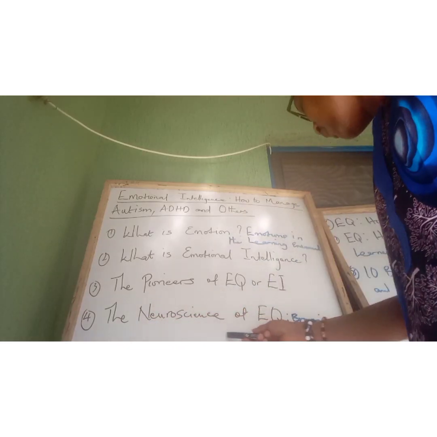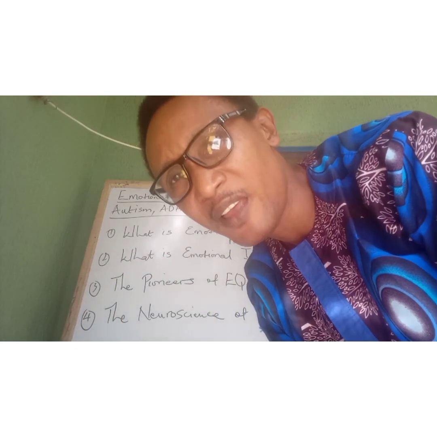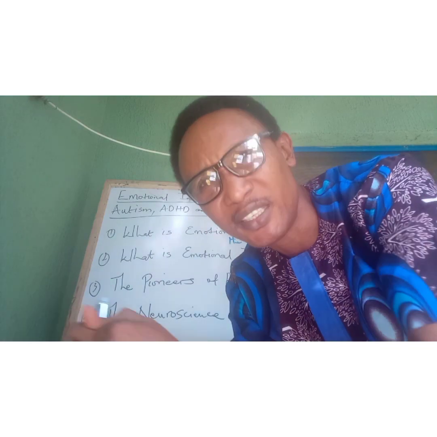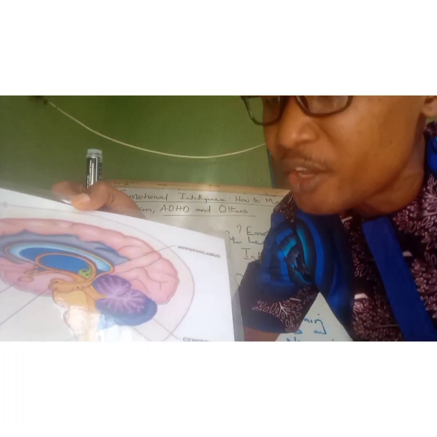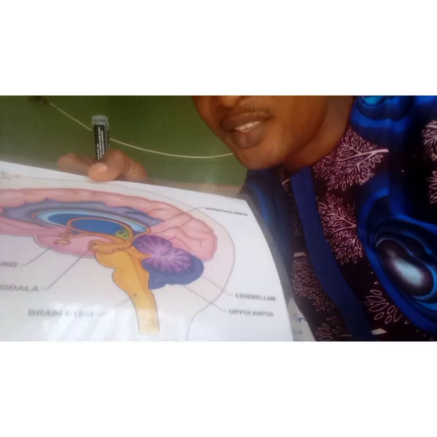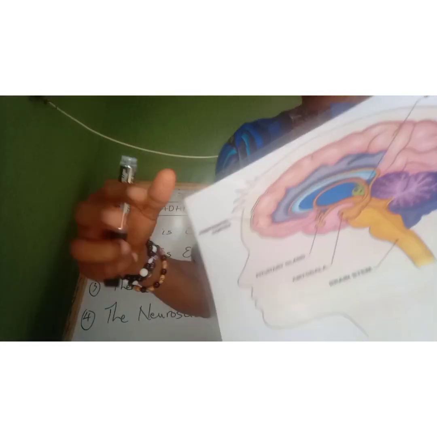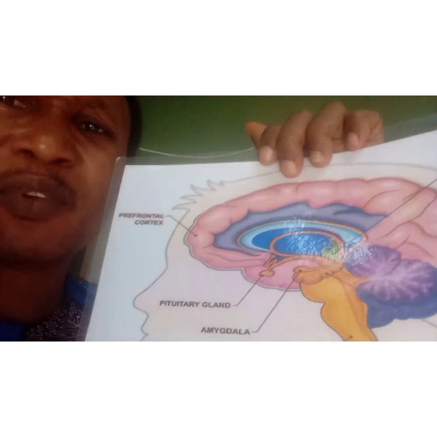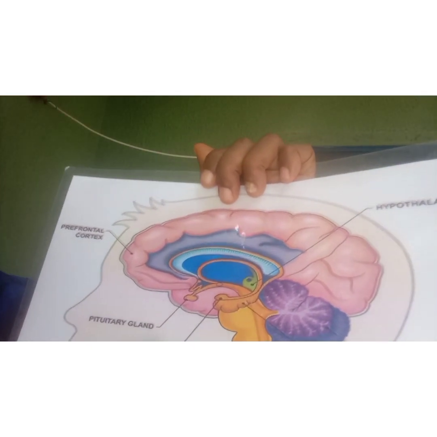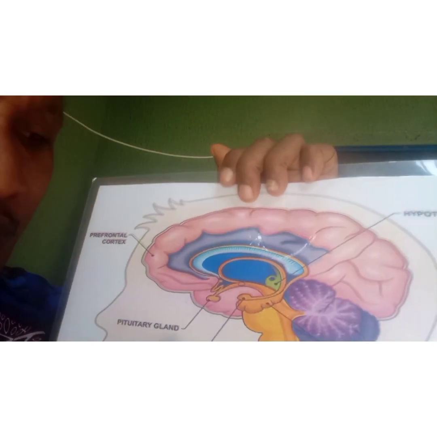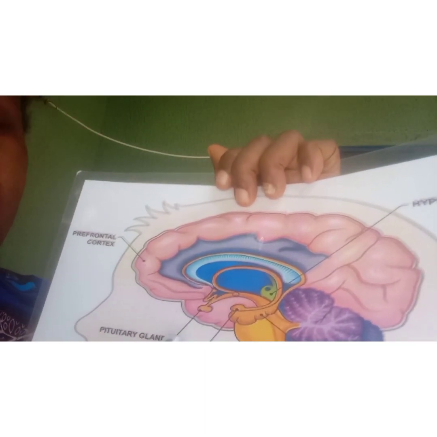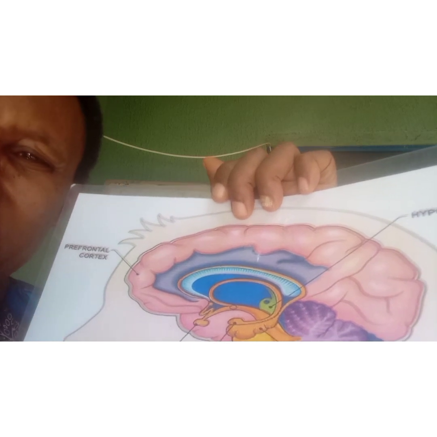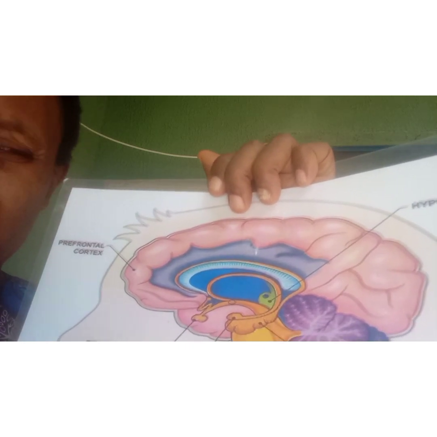Then the neuroscience of emotional intelligence. Yes, there is a connection between emotional intelligence and the brain. For example, if you look at this picture, this is the organ. This organ here is known as what? The amygdala.